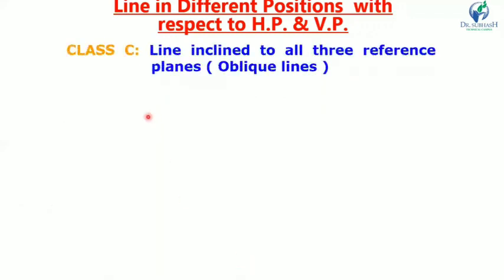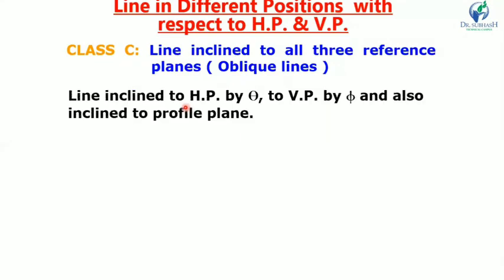And third, class C, is a line inclined to all three reference planes. It is known as the oblique line. We can say the line is inclined to HP, VP and the profile plane, all three planes. So the line is inclined to HP by theta, to VP by phi, and also inclined to the profile plane. Now let us see the cases one by one.